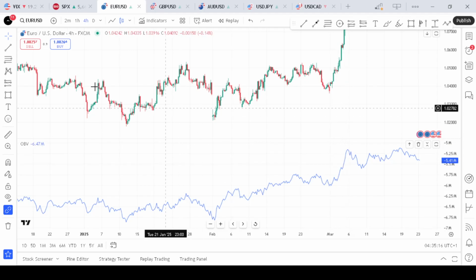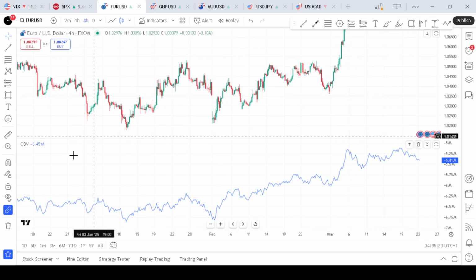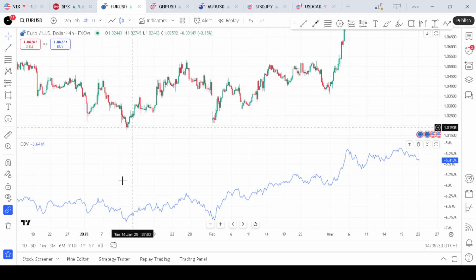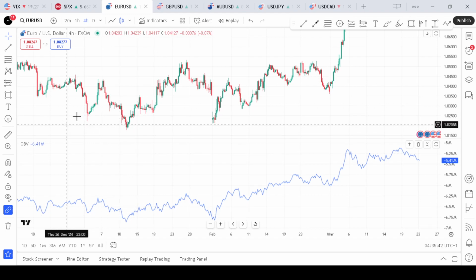Now conversely, when you see price falling to the downside and you see the OBV falling to the downside, this shows a strong selling pressure. You can see price is falling at this area to the downside. The OBV at that same area is falling to the downside. This indicates a strong selling pressure at that area in the market.